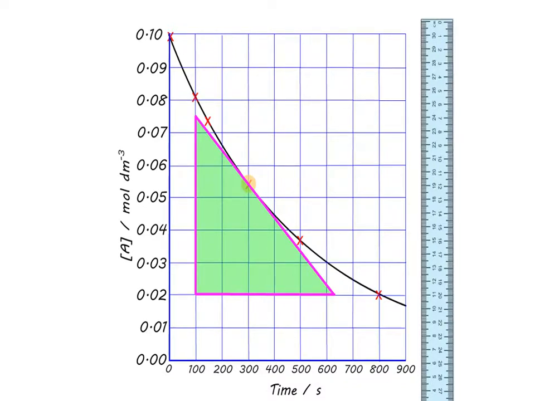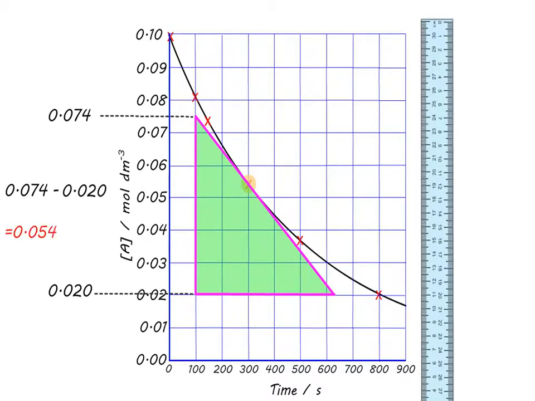For example, here, the top of the triangle equates to 0.074 moles per decimeter cubed on the reactant concentration axis, and 0.02 moles per decimeter cubed for the bottom of the triangle. The difference between these two numbers gives us the dimension of the vertical side of the triangle, which in this case is 0.054 moles per decimeter cubed.